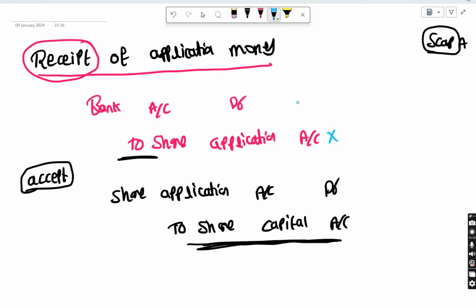Now what will happen? This one and this one will get cancelled. The ultimate entry will be bank account to share capital account. This is the ultimate reason why we are issuing the shares. So in every entry, when you cancel everything, you should get bank to share capital. If you are not getting bank to share capital, that means you have done something wrong. Everybody clear on this? Can I move on to the next one?